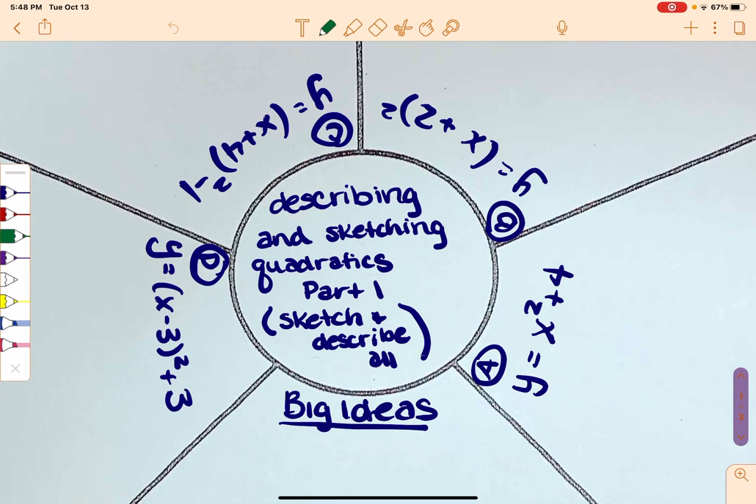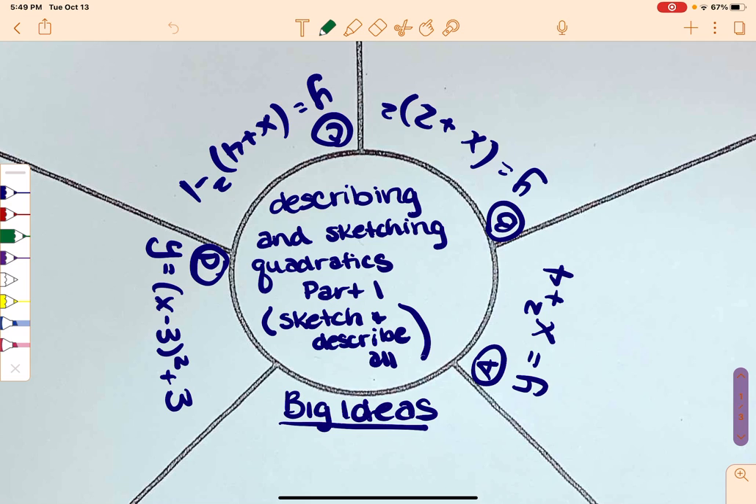Hi guys, today we're going to talk about describing and sketching quadratics. So in this section, we've talked about how to graph them an awful lot. We've made tables till we're blue in the face. So now what we're going to do is talk about some big ideas, and then you should be able to use the patterns that we've made so far to just sketch it.